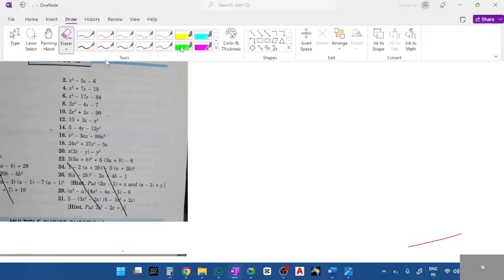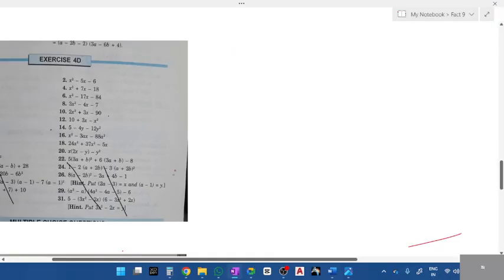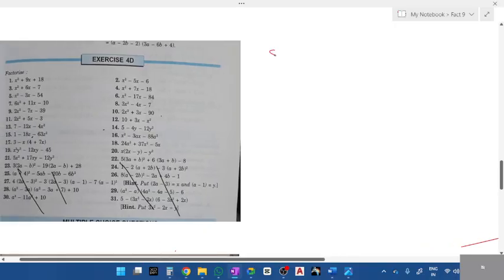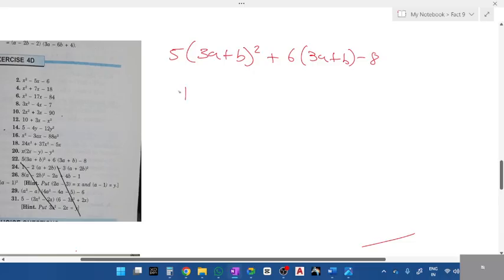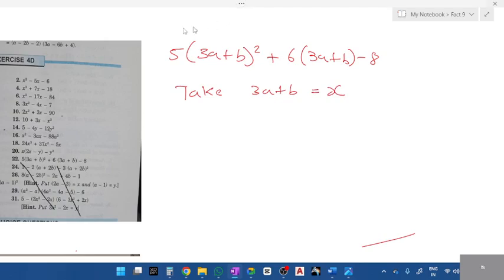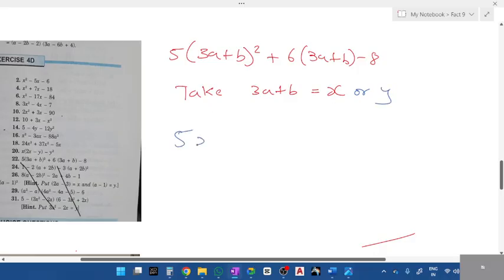Okay. One question is similar to this. Try it for homework, students. Take down the homework question now. See, 22nd. How will you all solve 22nd question? What will you take y as? Yes. So you have to mention here. Take 3a plus b as equal to, you can take it as x or y, anything is fine. If you take x, what will you get, students? 5x square plus 6x minus 8. Okay, try this 22nd question for homework.